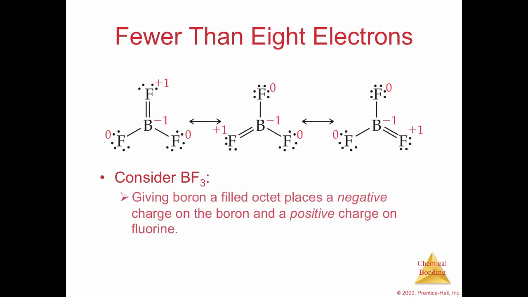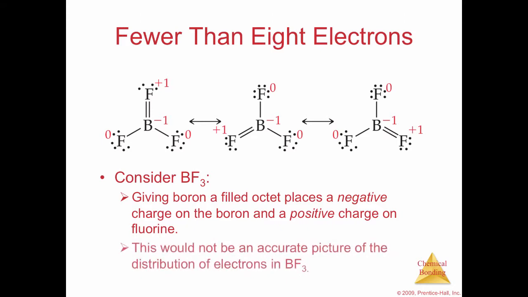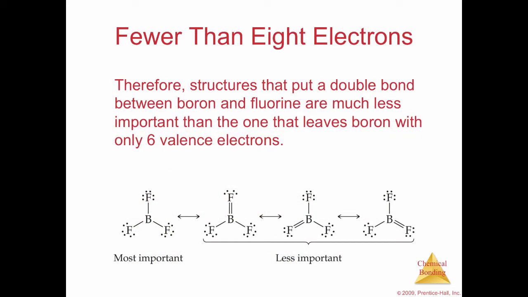The second type is molecules that have fewer than 8 electrons. If we consider boron trifluoride, giving boron a filled octet would place a negative charge on the boron and a positive charge on fluorine. This would not be an accurate picture of the distribution of the electrons in boron trifluoride, since fluorine is the most electronegative element on the periodic table. Therefore, structures that put a double bond between boron and fluorine are much less important than the one that leaves boron with only 6 valence electrons.